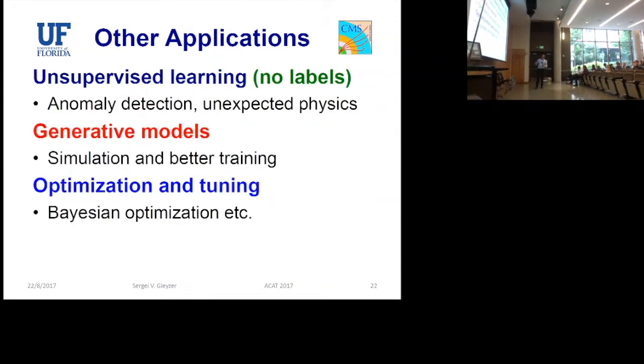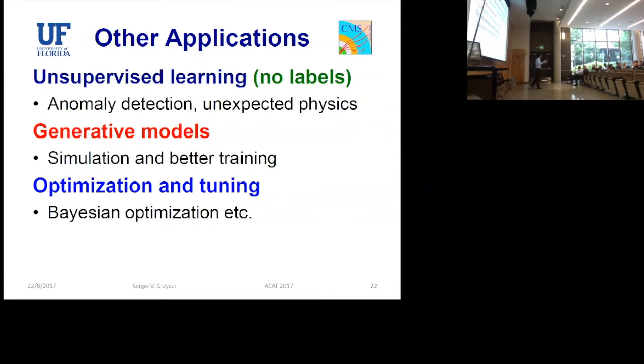The other areas that I won't go into are obviously unsupervised learning. Weakly supervised and semi-supervised learning also kind of fit into this. But basically, the idea is you have no labels, or only some of the labels are there. You can apply this to anomaly detection and look for unexpected physics, something you've heard quite a few things about. I won't go into this.